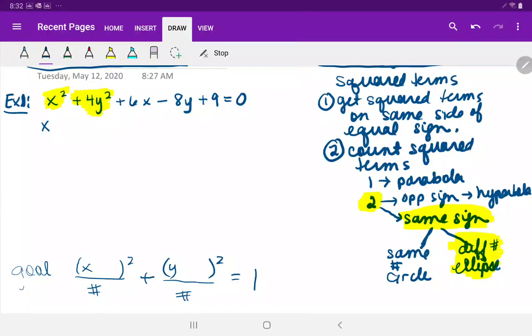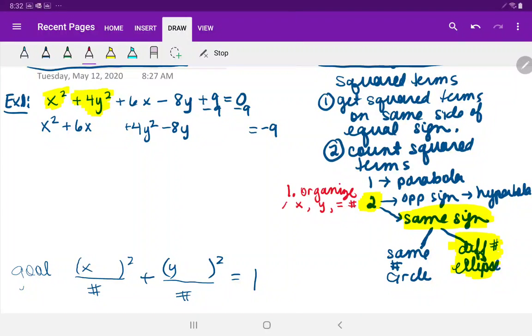Okay, so what we're going to do is we're going to organize our terms like we did yesterday. Okay, or we did last week. So you're going to organize the x's together, leave a gap, put the y's together, and then the number goes to the other side. Okay, so let me give you the steps. I'm going to give them to you in red down here. So step 1, I'll call it organize. So x's, y's, equals, and then the number. Okay, so x squared x, y squared y, and then the number.